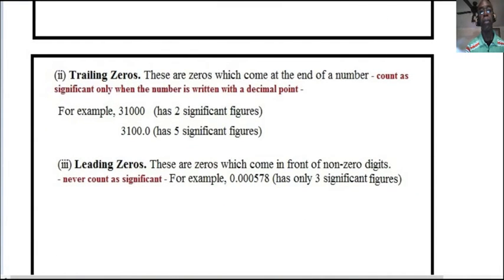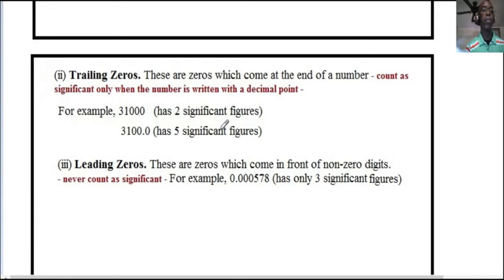The second type of zeros are the trailing zeros. These are zeros which come at the end of a number. These zeros are counted as significant only if the number is written with a decimal point. For example, if you have the number 31,000, this number has only 2 significant figures, the 3 and the 1. Only the non-zero digits are counted as significant. But if you have 3100.0, all the zeros in this number are counted as significant, because it is written with a decimal point in it. Therefore, this number has 5 significant figures.